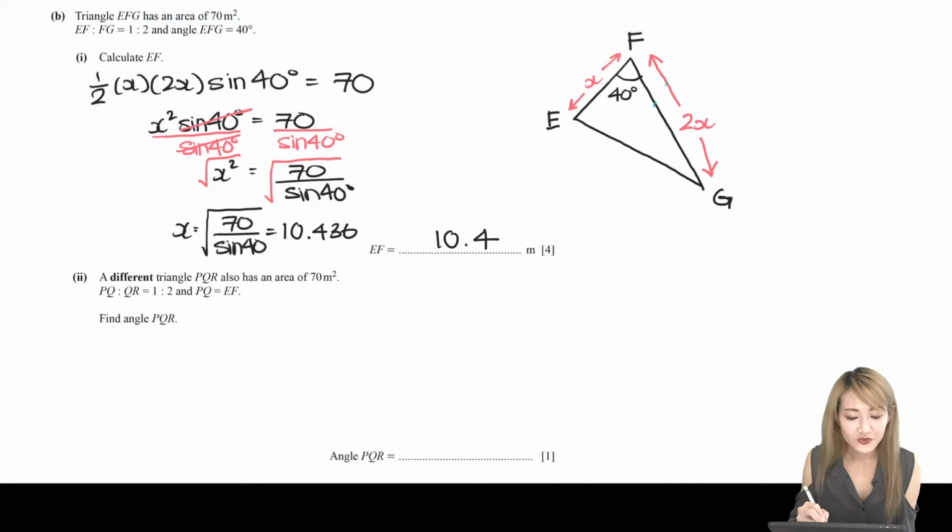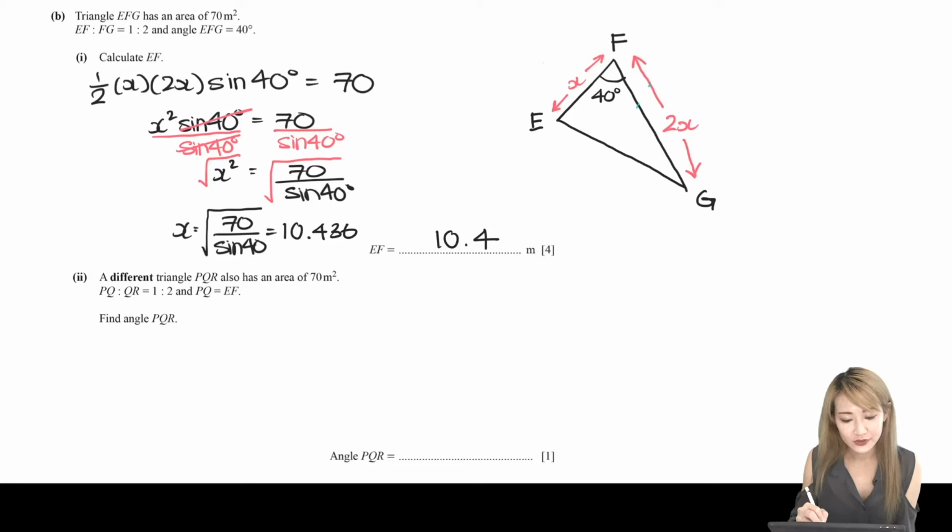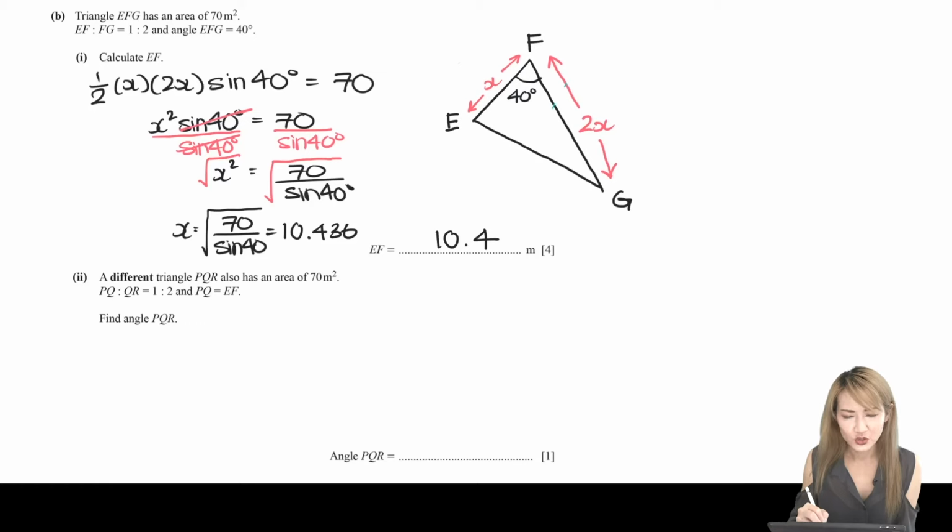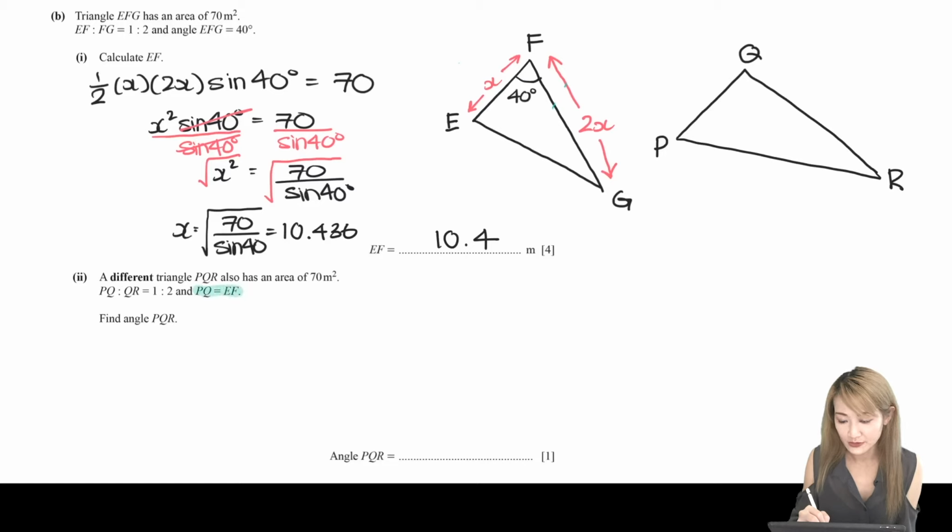2. A different triangle PQR also has an area of 70 meters squared. PQ to QR is equal to 1 to 2, and PQ equals EF. So we're looking at basically almost the same triangle. If I draw a similar triangle there, PQ is equal to EF. So PQ is basically X. And then the ratio PQ to QR is 1 to 2. This means that the side length QR must be 2X.